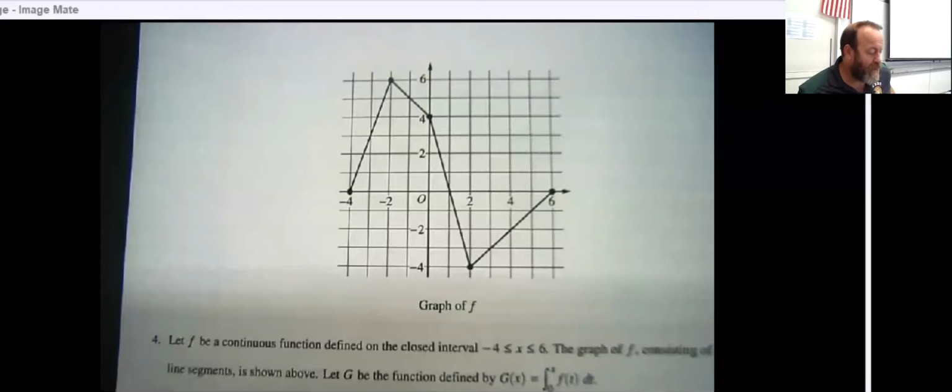Okay, off to question number 4. One of those problems that is honestly a lot easier to do than it is to explain, but I will do my best to make this nice and clear.